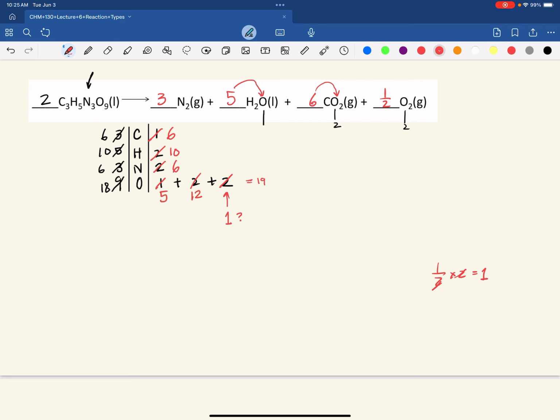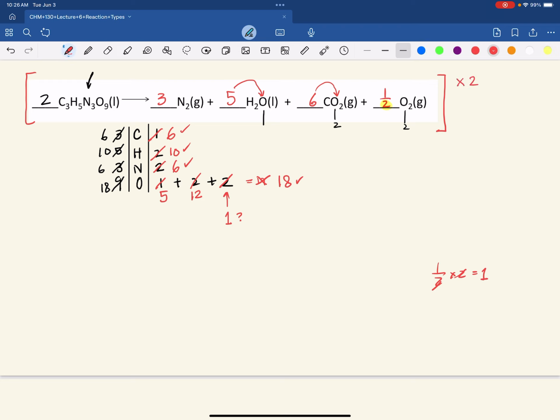So now I'm good because 5 plus 12 is 17 plus 1 is 18. So now everything is balanced. We know that we cannot leave the 2 as the denominator here because you can't have a fraction. You've got to have a whole number. We can easily fix that. All we got to do is what we did before. We need to multiply by 2.